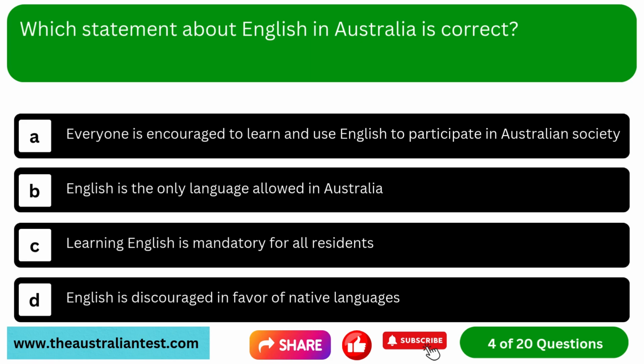Question 4. Which statement about English in Australia is correct? Option A. Everyone is encouraged to learn and use English to participate in Australian society. Option B. English is the only language allowed in Australia. Option C. Learning English is mandatory for all residents. Option D. English is discouraged in favor of native languages.